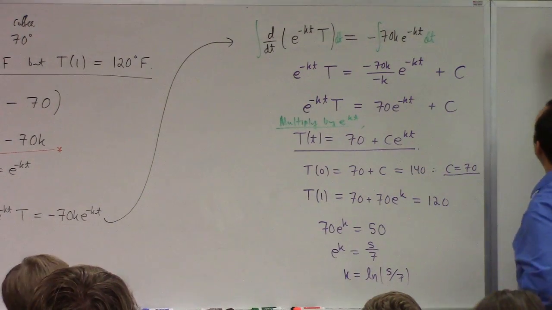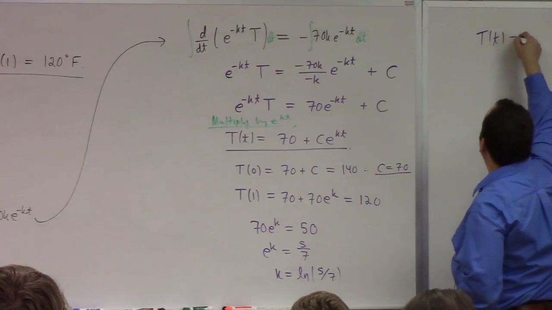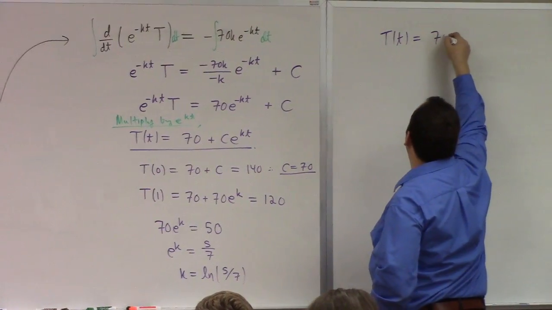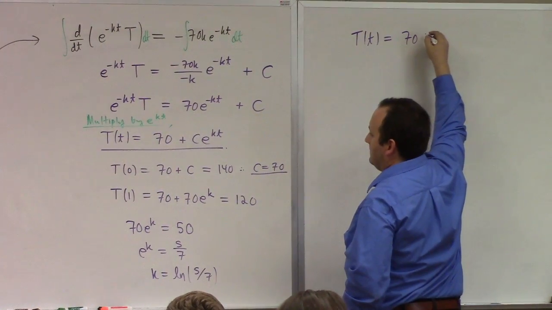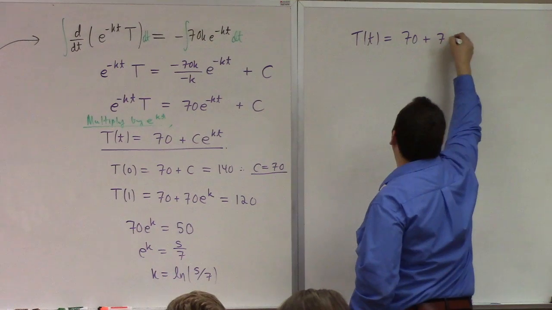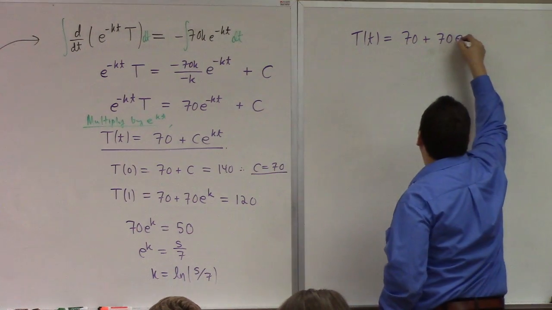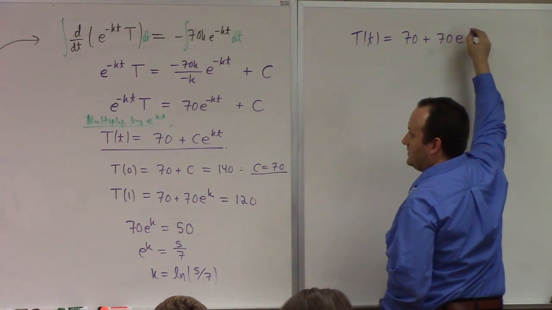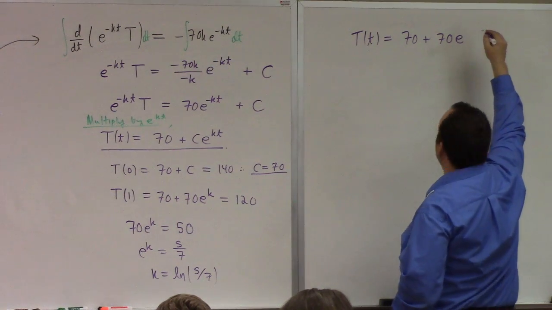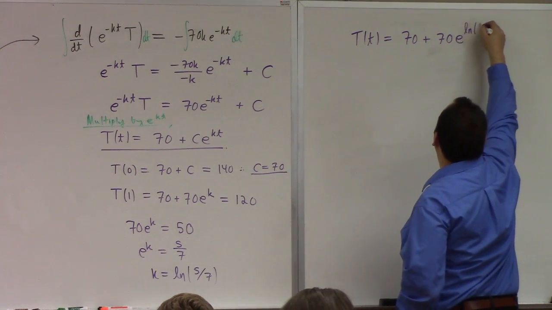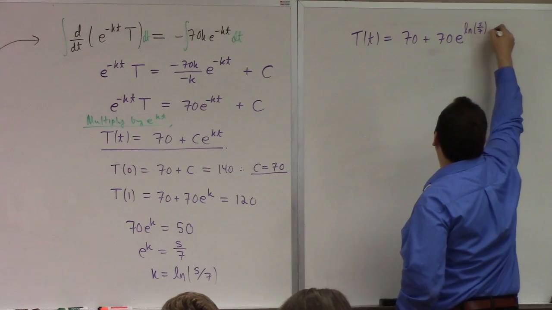And so I conclude that T of t is equal to 70 plus 70 e to the k, which was what? K was the natural log of 5/7 times t.